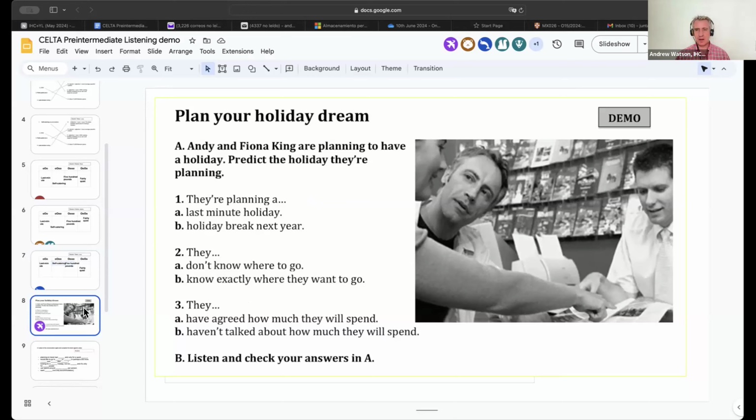Okay, so then I'm going to play the audio, and after the audio is done, I want you to share with everyone in the chat your answer. Whether you think 1 is A or B, 2 is A or B, 3 is A or B. Are you ready? Okay, let's play.